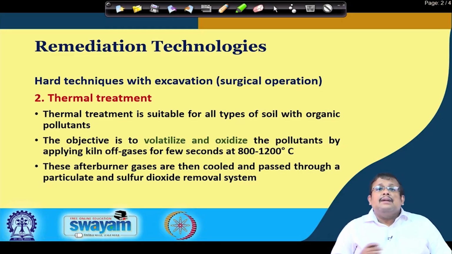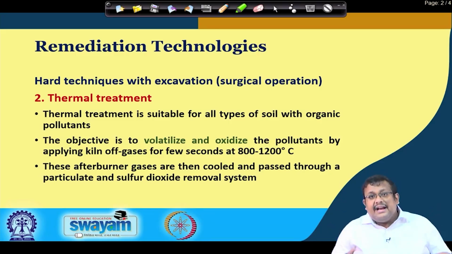Another technique is called thermal treatment. In the first module, I discussed a couple of them briefly. Thermal treatment is suitable for all types of soil with organic pollutants. The objective is to volatilize and oxidize the pollutants by applying the gases for a few seconds at 800 to 1200 degree centigrade. These afterburner gases are then cooled and passed through a particulate and sulfur dioxide removal system. So, this is how thermal treatment is done.